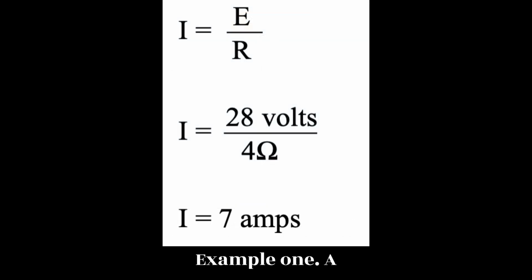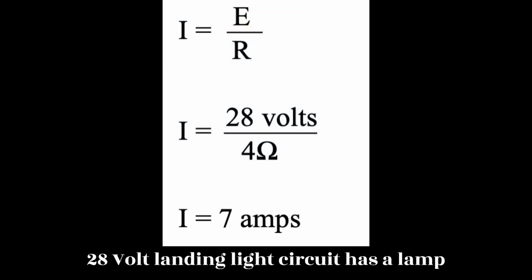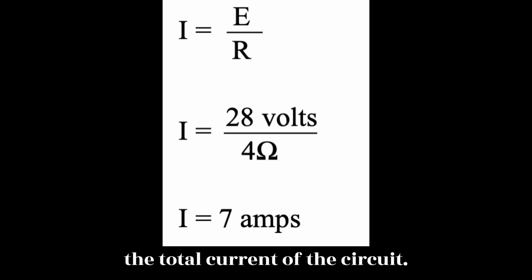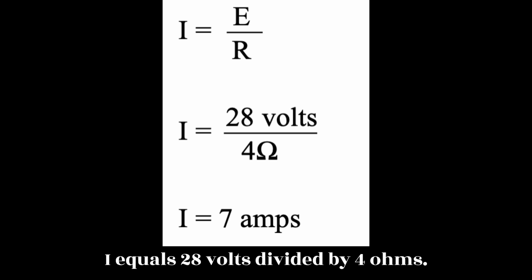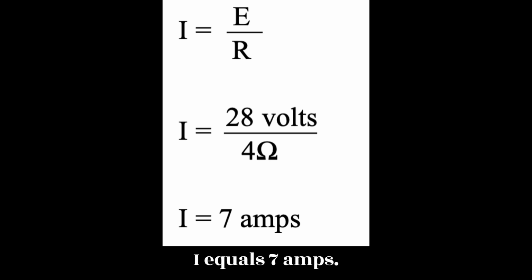Example 1. A 28-volt landing light circuit has a lamp with 4 ohms of resistance. Calculate the total current of the circuit. I equals E divided by R. I equals 28 volts divided by 4 ohms. I equals 7 amps.